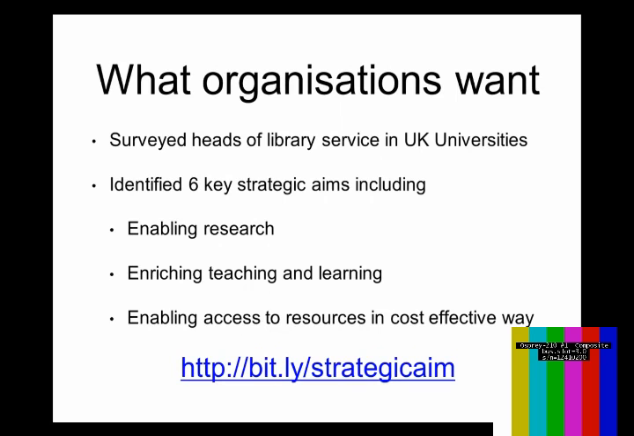We also wanted to understand what organisations wanted to achieve. And we surveyed heads of library services in UK universities, asking what it was they were trying to deliver for their organisation, what were the aims of the organisation. And that link there takes you to the full information about that. But there were six key aims, including the obvious, I think, but enabling research, enriching teaching and learning, and enabling access to resources in a cost-effective way.